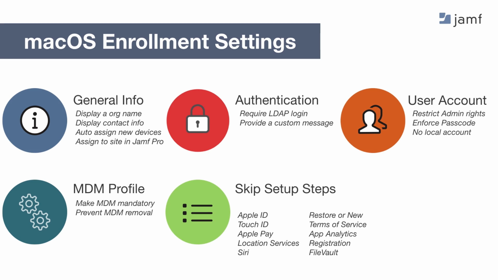These enrollment settings, this is what you can configure inside of Jamf Pro. So you can, first off, specify some of the information about your organization. You can do things like offering your organization name, how they can contact you if they run into any problems. And you can also assign it to a site. So for example, if you have multiple offices spread out around the world, you can have different offices automatically assigned within Jamf Pro.